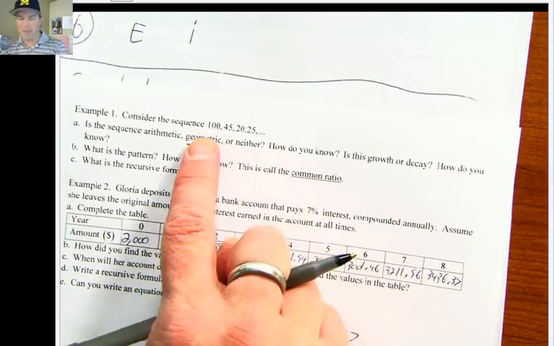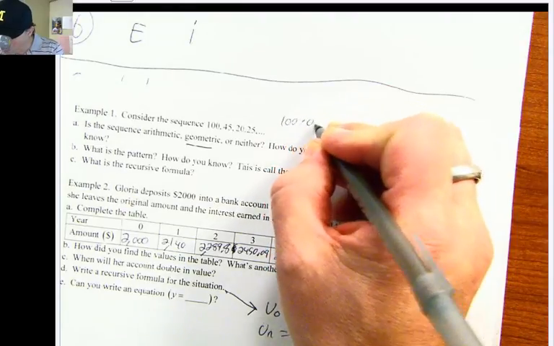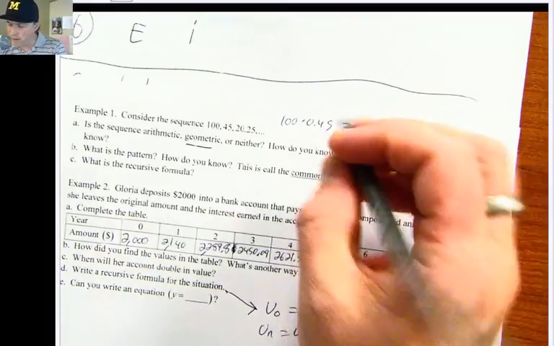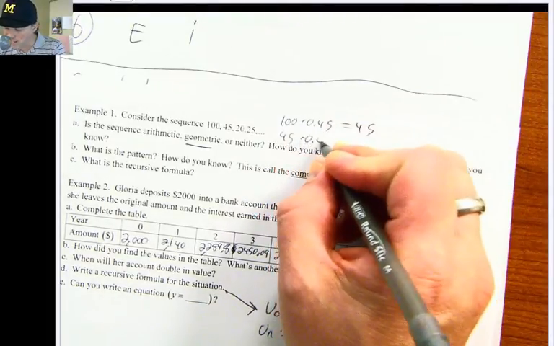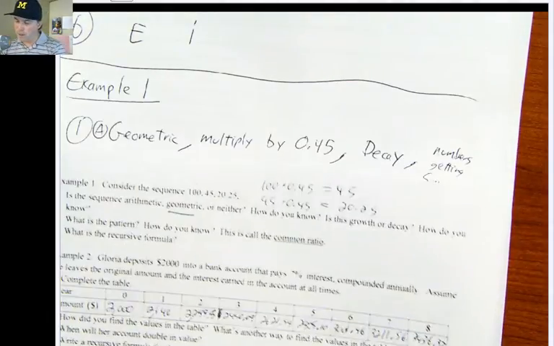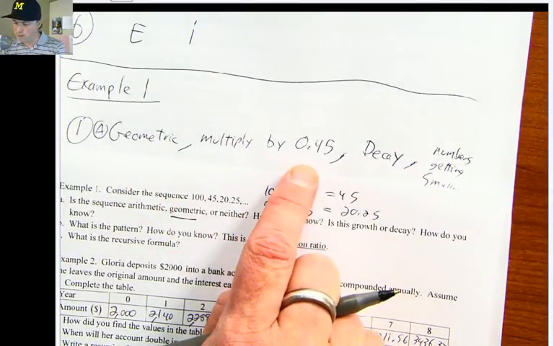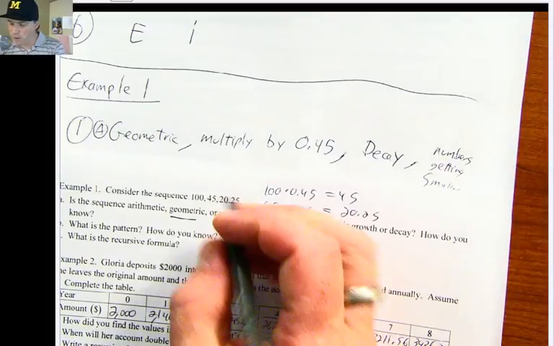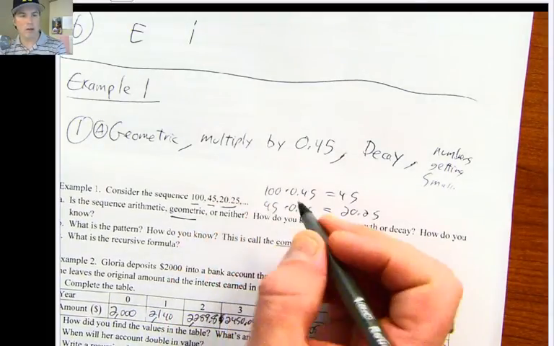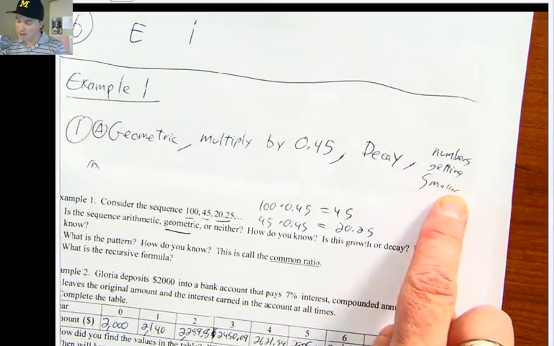And I know that because if I were to go 100 times 0.45, I would get 45. And then if I went 45 times that exact same multiplier of 0.45, I get 20.25. So it's geometric, and I was multiplying by 0.45. Growth or decay? The numbers are getting smaller, so it's a decay. How do you know? That's because the numbers are getting smaller.